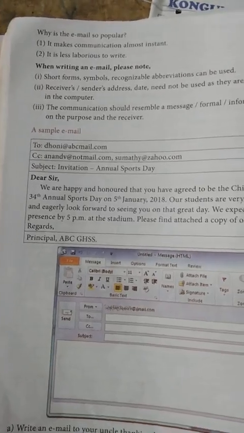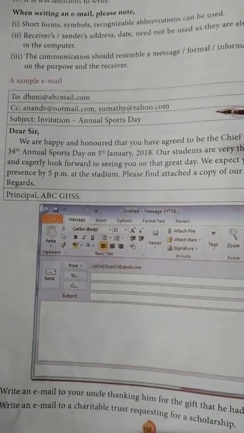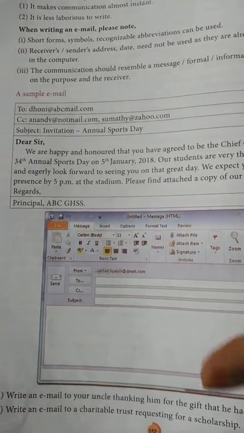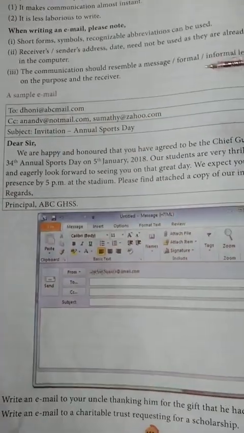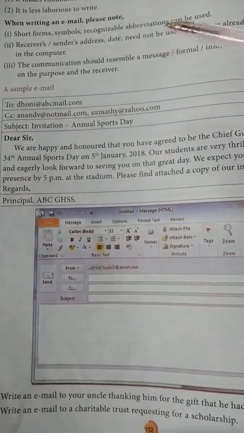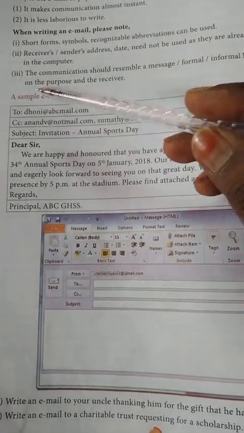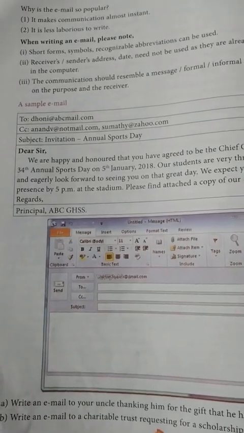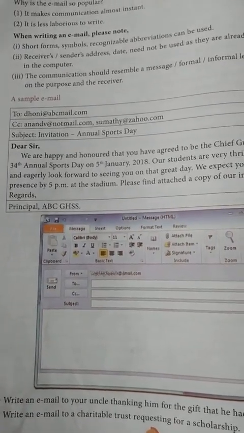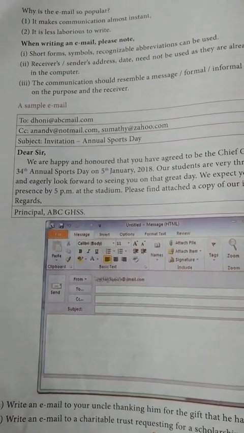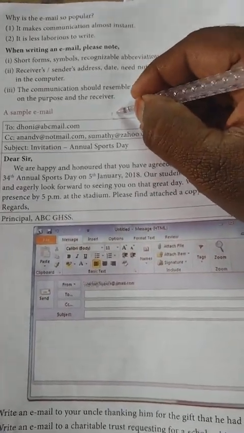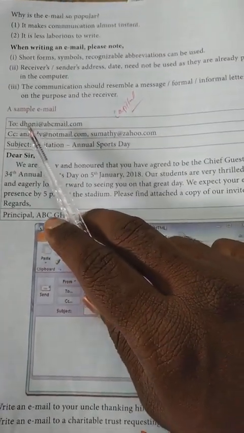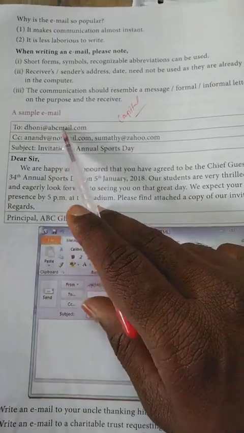So here they have given an example for this email. First of all, for an email, you make a tabular column like a notice preparation. First, what you have to write is the To address. You have to clearly remember three things while you are writing an email address. What is the first thing? You are not supposed to use any capital letters. This email address never carries any capital letters.